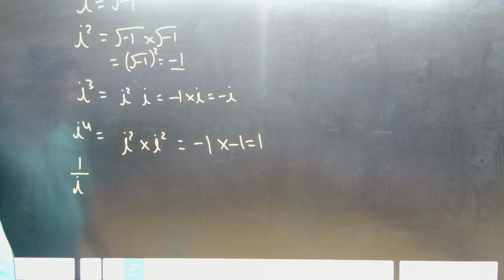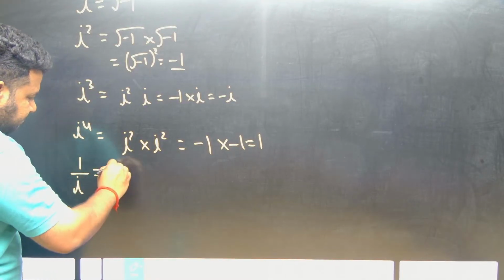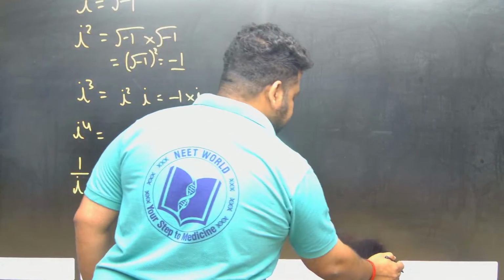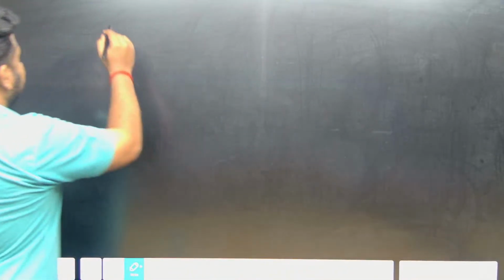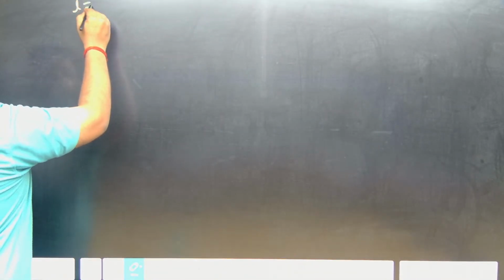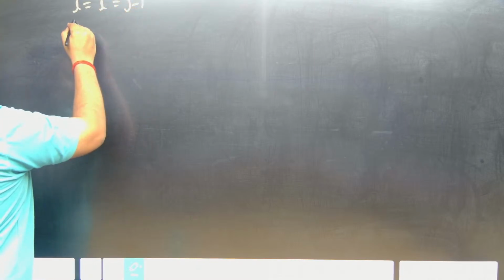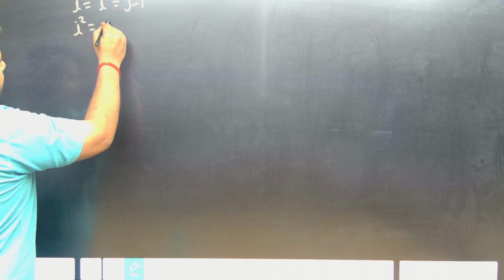1 by I, the value will be minus I. Clear? So let me put it together here. The value of I is I itself, which is nothing but the square root of minus 1. The value of I square is equal to minus 1.